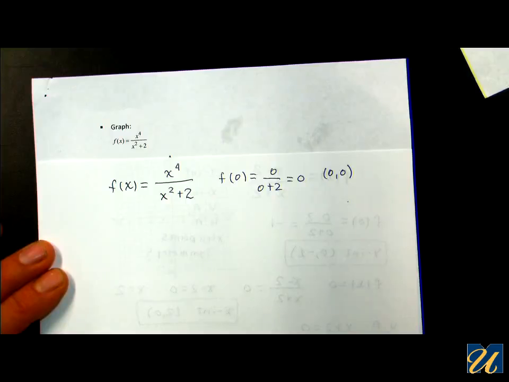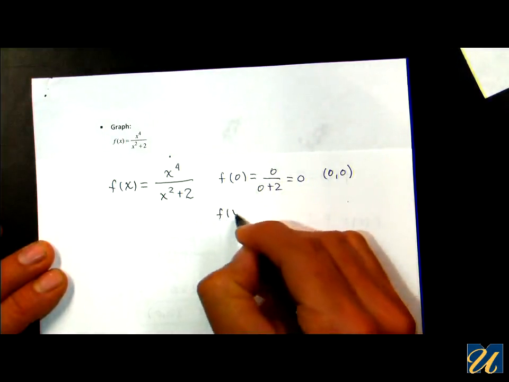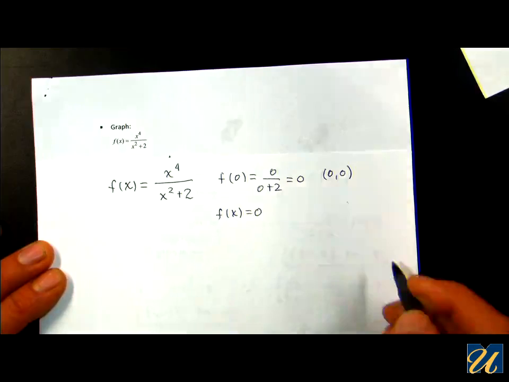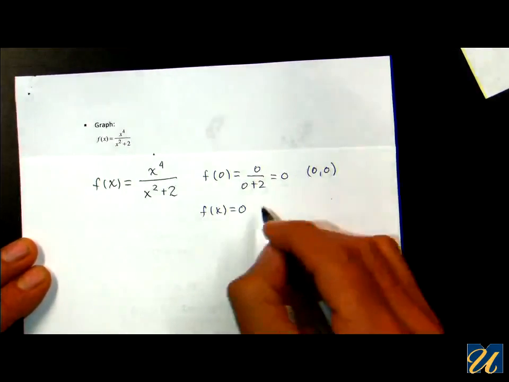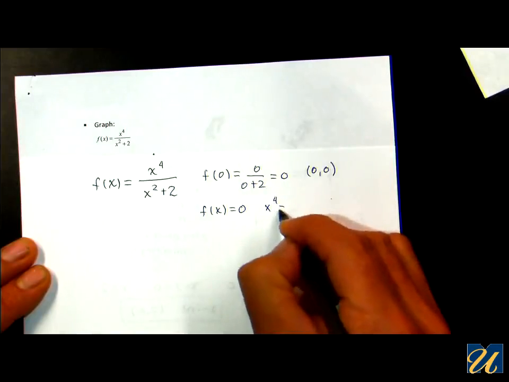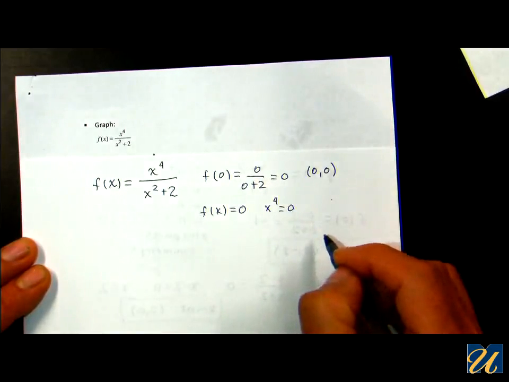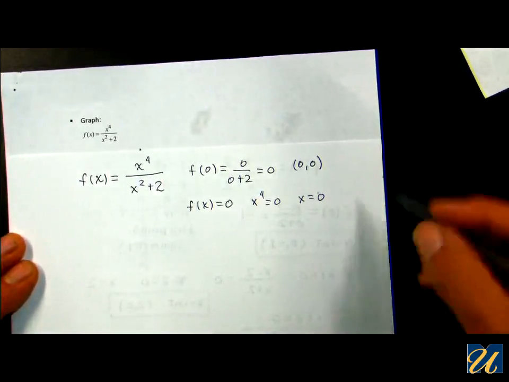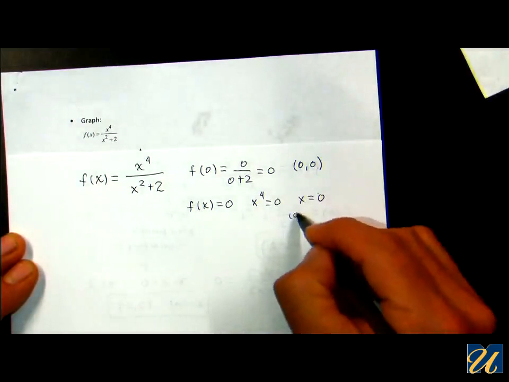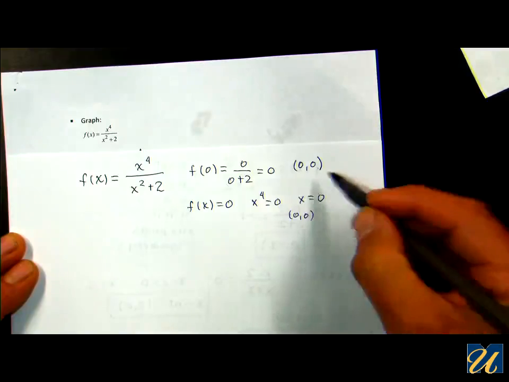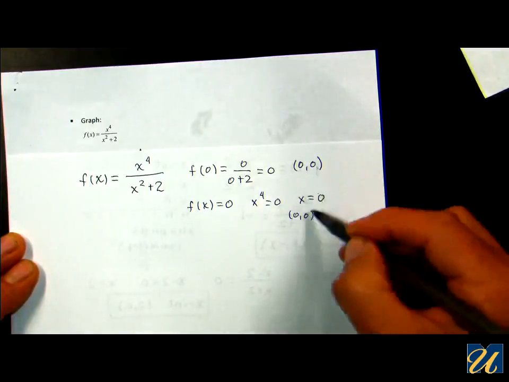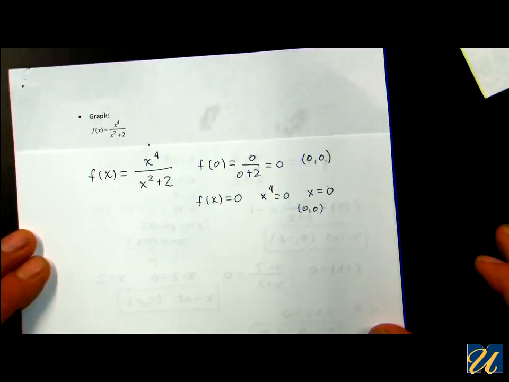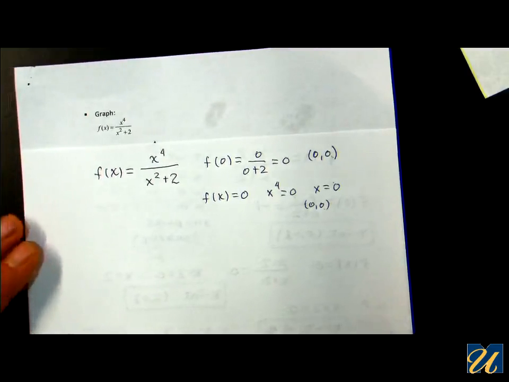We can attempt to get the x-intercept by setting the function itself to 0. The only way the fraction can be 0 is if the numerator is 0. And by solving that, all we get is x equals 0. Well, we already know that from here, so this provides no additional information. The origin is both an x and a y-intercept. So we only have one point on the graph so far.